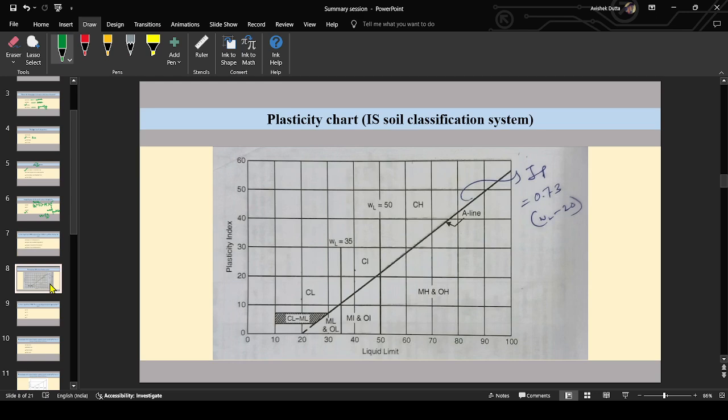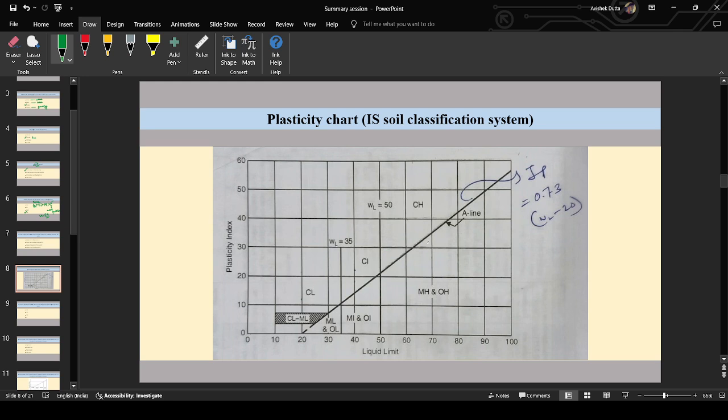So here you can see in the x-axis we have the liquid limit, on the y-axis we have the plasticity index, and we have a line called the A line, the equation for which is given over here. This A line separates the soil of high plasticity, intermediate plasticity, low plasticity, with the help of these two vertical lines.